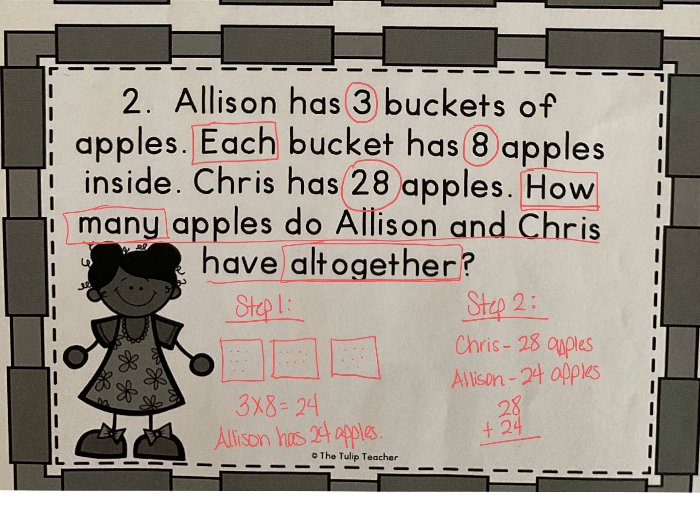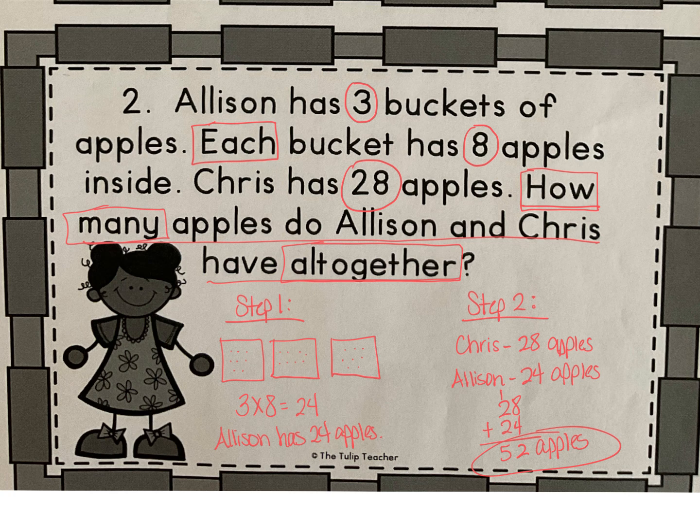And I know that 8 plus 4 is 12. Carry your 1. 2 plus 2 is 4. Plus 5. So all together, there is a total of 52 apples. Okay, the 2 of them together have 52 apples.